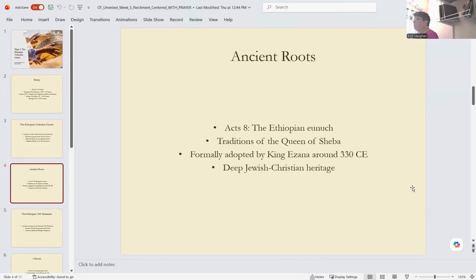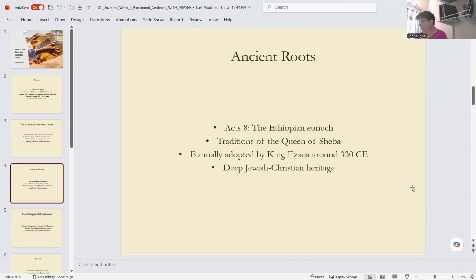So let's talk about how the Ethiopian church came to be. It's definitely one of the oldest Jewish and Christian communities in the world. Unlike some other African countries that had European missionaries come to it, Ethiopia was a standalone, and they are ancient, not from the missionaries.